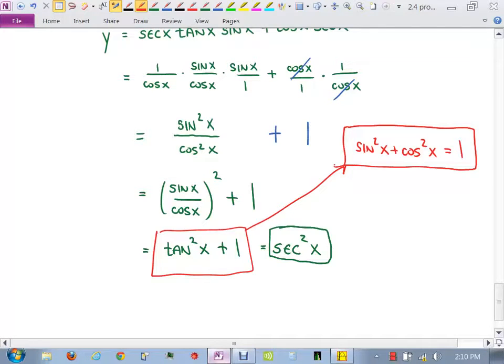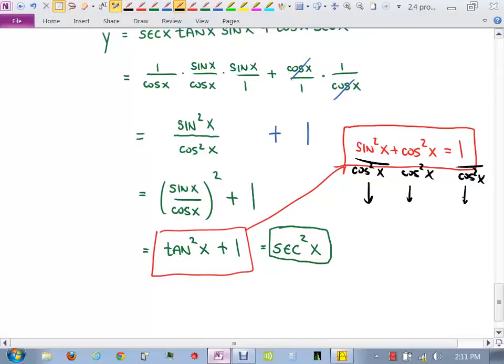Divide on the top right one, the sine squared x plus cosine squared x equals 1. Divide everything by cosine squared x. Take this formula and divide everything by cosine squared x. And what do you get? What's this? Tangent squared x plus 1 equals, what's 1 over cosine?